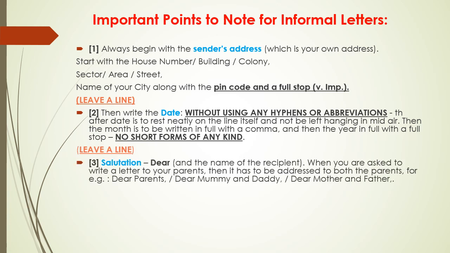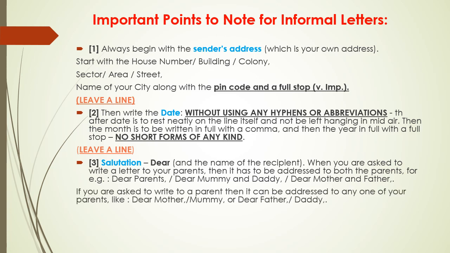Leave another line, salutation. In an informal letter, you are to write dear and the name of the recipient. When you are asked to write a letter to your parents, then it has to be addressed to both parents. For example, dear parents, comma, or dear mummy and daddy, comma, or dear mother and father, comma. If you are asked to write to a parent, then it can be addressed to any one of your parents, like dear mother, comma, or dear mummy, comma, or dear father, comma, or dear daddy, comma.